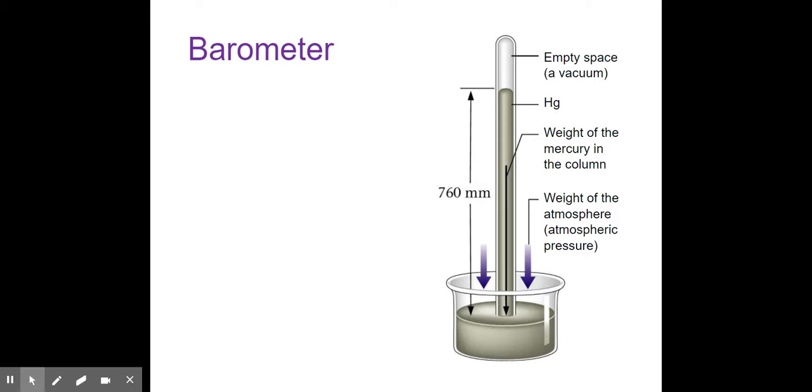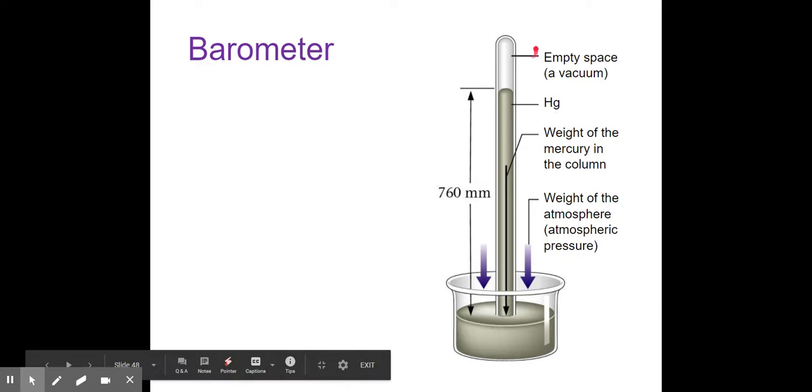Barometers you may or may not have heard of. You should have heard of them in earth science. What a barometer does is it measures air pressure. How it measures air pressure is the following. You have a vacuum tube filled with mercury, upside down or inverted, into a tub of mercury.